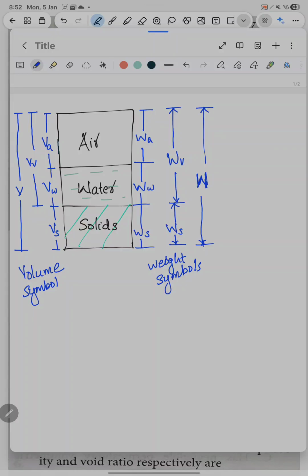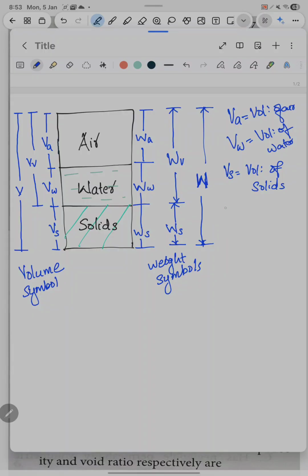First, volume symbols. VA is denoted as the volume of air. Next term is VW. VW is volume of water. Next term is VS. VS is volume of soil solids. So these are the three terms: VA, VW and VS.